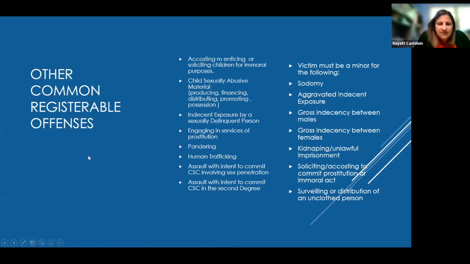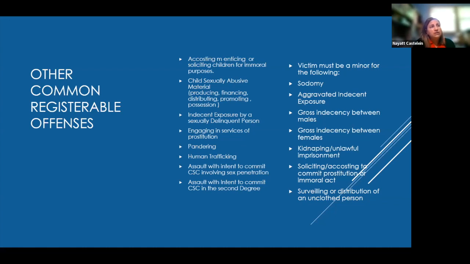So some of the other common offenses that you might see on the register: accosting, enticing, or soliciting children for immoral purposes, that's registrable. Child sexually abusive material, that's what people refer to as child porn. We don't really refer to it as child porn because porn has that connotation that there's some legality to it. A lot of people engaging in producing pornography are willing participants, and children are not able to consent to that. So it is abusive. So we refer to it as child sexually abusive material, and that is how it's charged as well. That includes the production, financing, distributing, promoting, and possession.